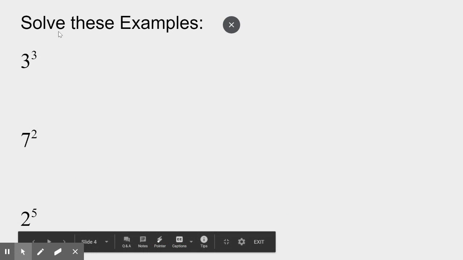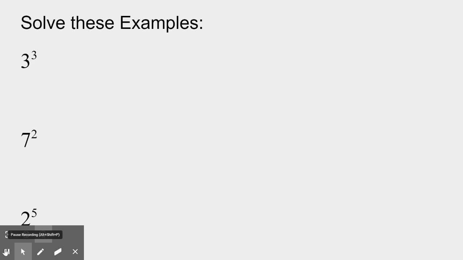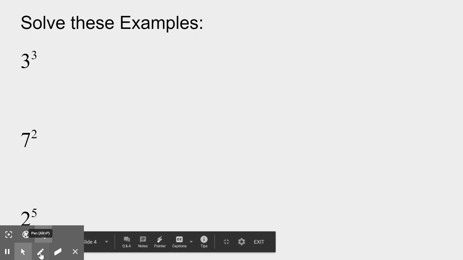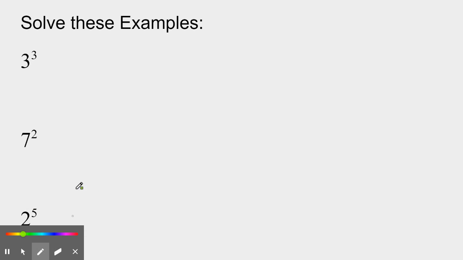Now, what I want you to do is pause your video, and now I want you to solve. My advice is to write this in expanded notation first, then solve. All right, hopefully you took the time to pause the video and work these examples out on your own. So 3 cubed, also known as 3 to the 3rd power. I want to write this in expanded notation first. So that would be 3 times 3 times 3.